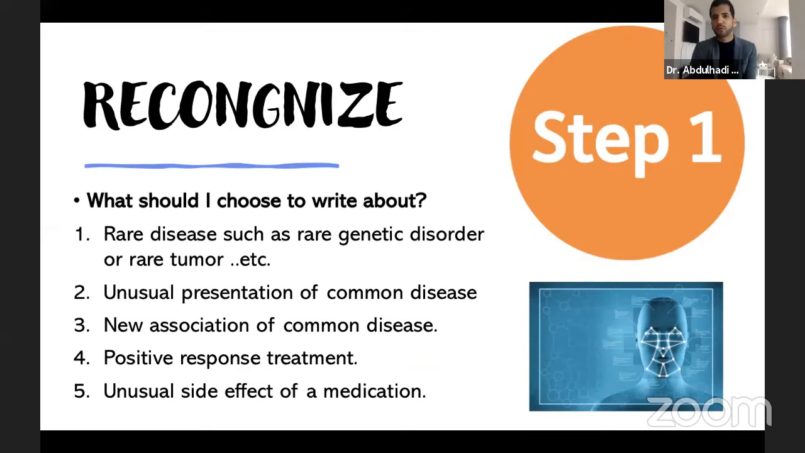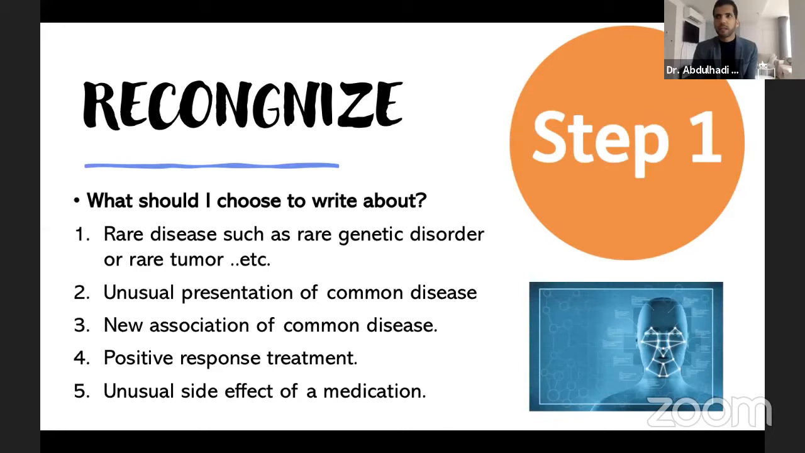So basically you could choose to write on a very rare disease. For example, most of the time it's a genetic disorder. You could choose to write an unusual presentation of a common disease. What do you mean by that? Well, the disease usually presents, let's say, like one tumor, a type of tumor that always presents on the face. But you have a patient who presented with the same tumor, but on the leg. And you looked in the literature and all of the cases were published on the face. So this is a rare, unusual presentation of something we usually see.